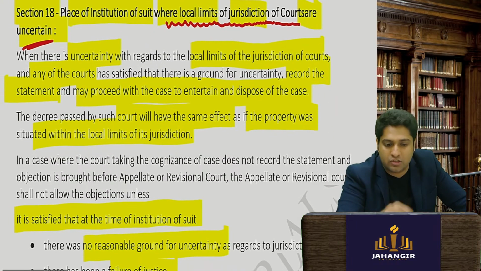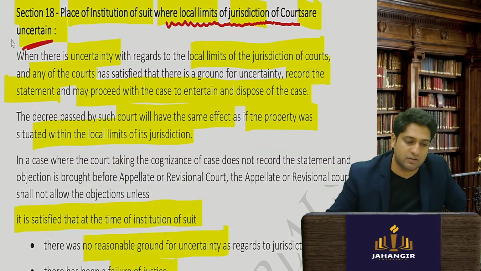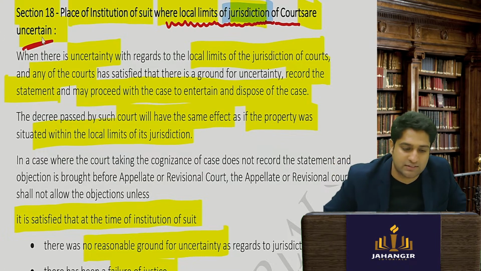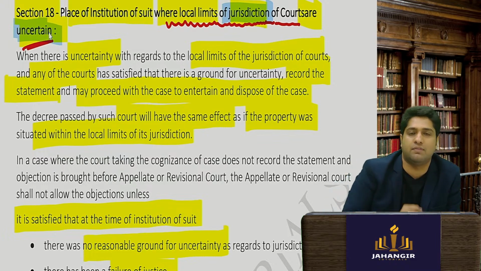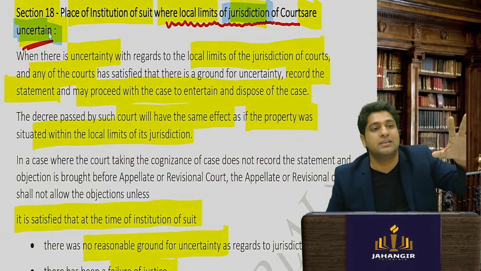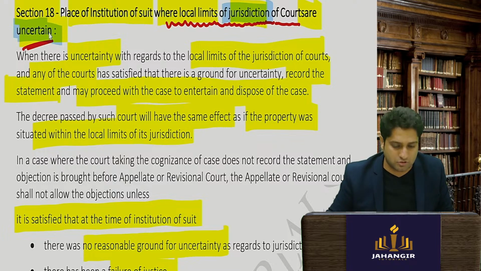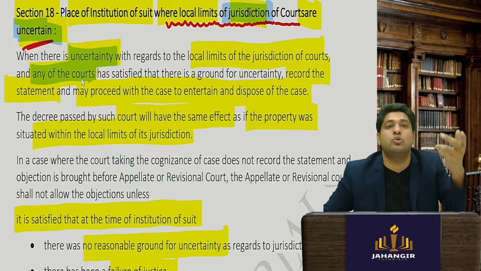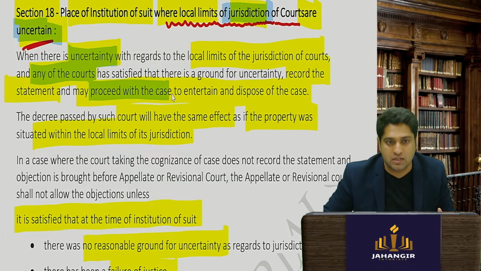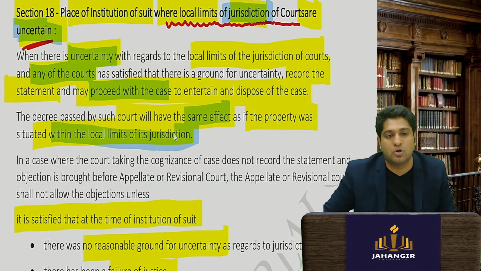Now section 18 talks about the place of institution of suit where the local limits of jurisdiction are uncertain. Imagine that for some reason there is uncertainty, and we couldn't apply the rules or find out where it will lie. Then any court can take up the matter, and they will put a proper note that there is a very big uncertainty and that is why they are taking up the matter. So where there is uncertainty, any of the courts can proceed with the case, and it will have the same effect as if it was within its local jurisdiction.